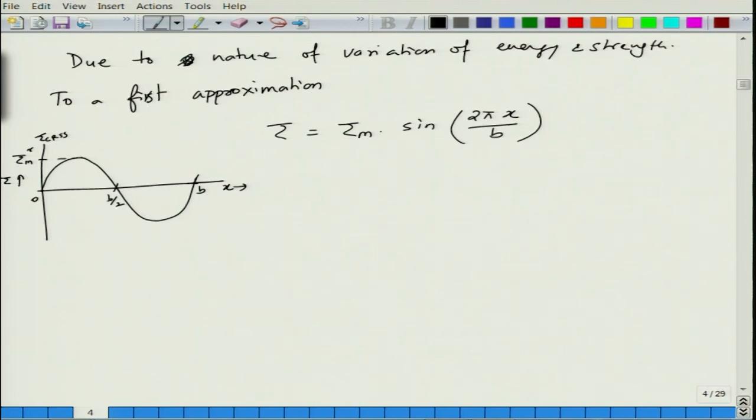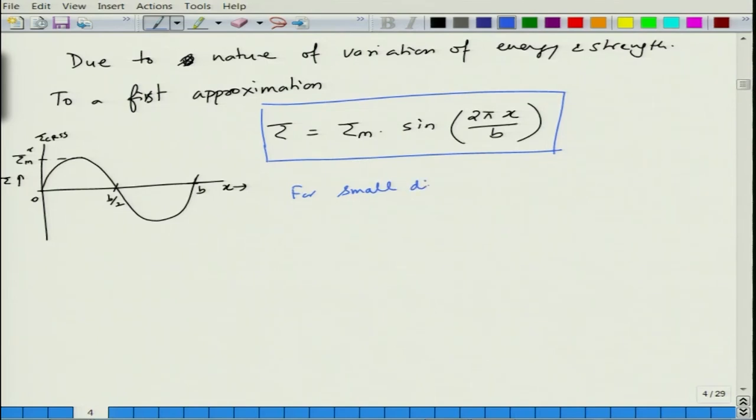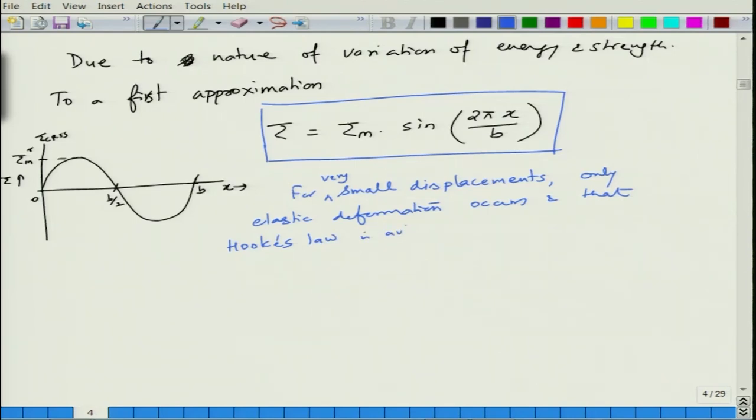Okay, so as a first approximation, the stress can be written as tau is equal to tau m into sine of 2 pi x divided by b. Now, let us say the deformation is not large. So for very small displacements, let us say only elastic deformation occurs, and Hooke's law is valid, that is tau is equal to G into gamma.